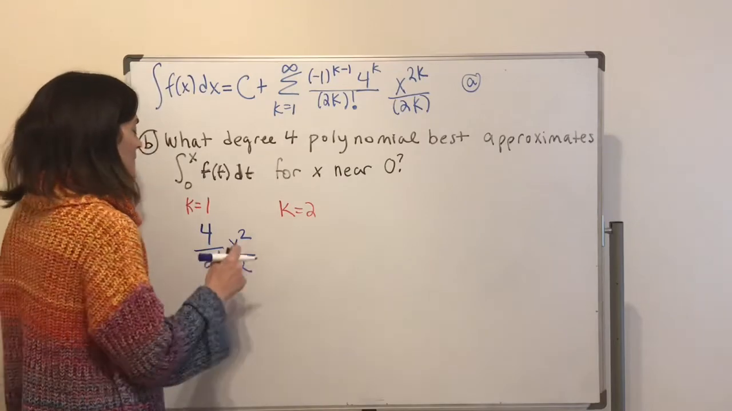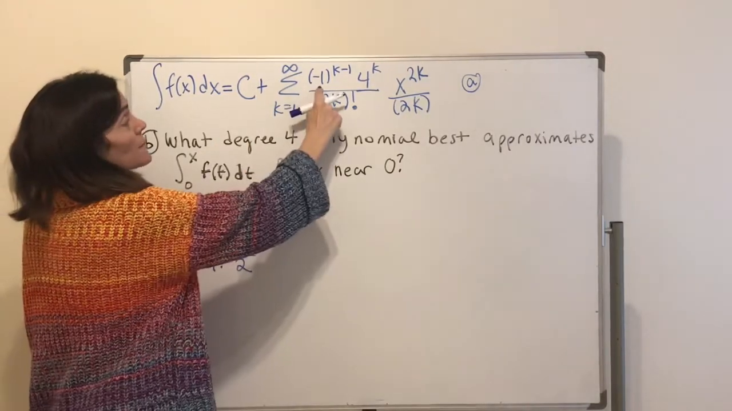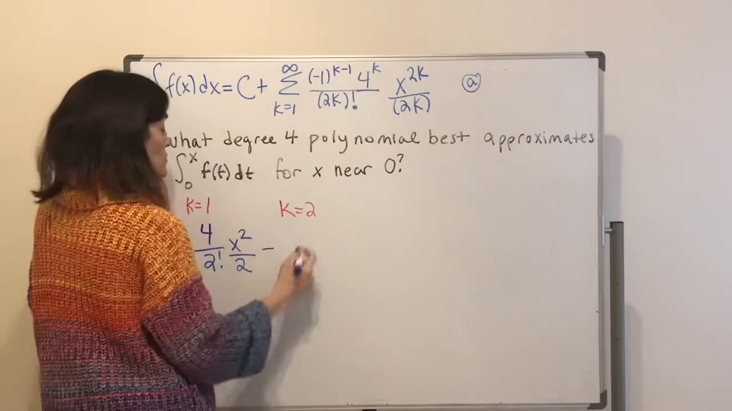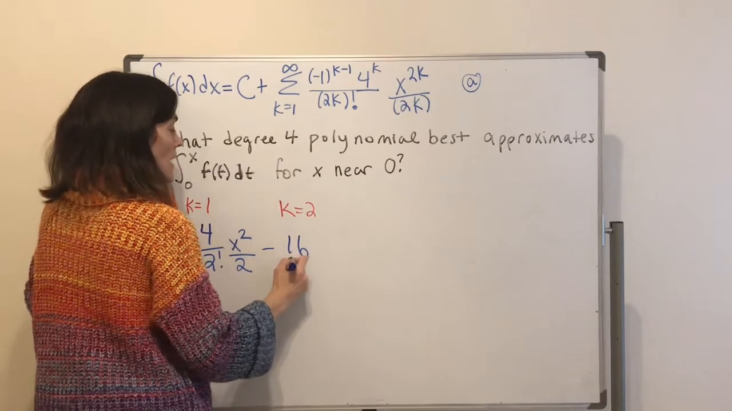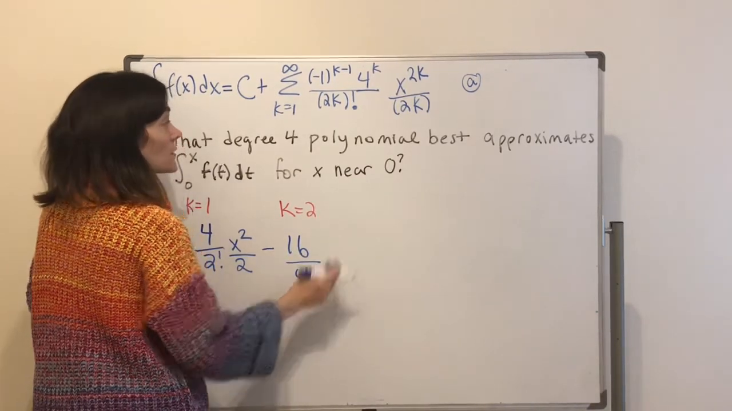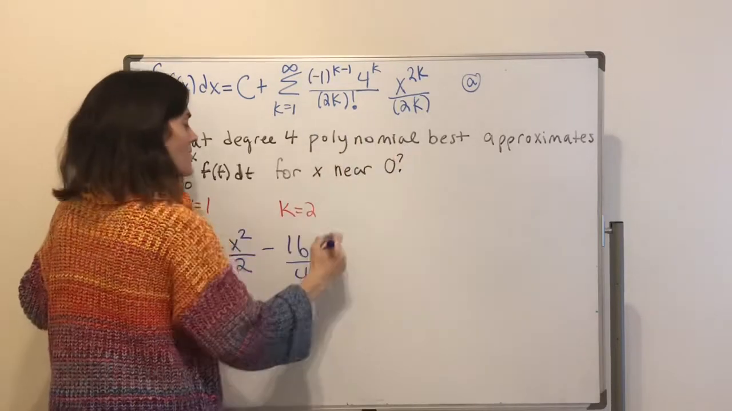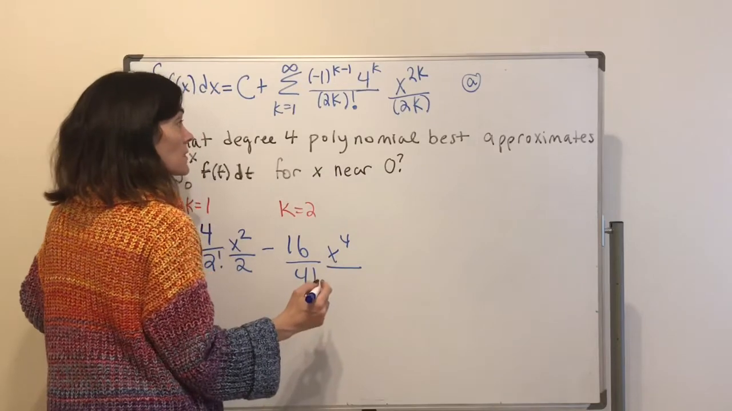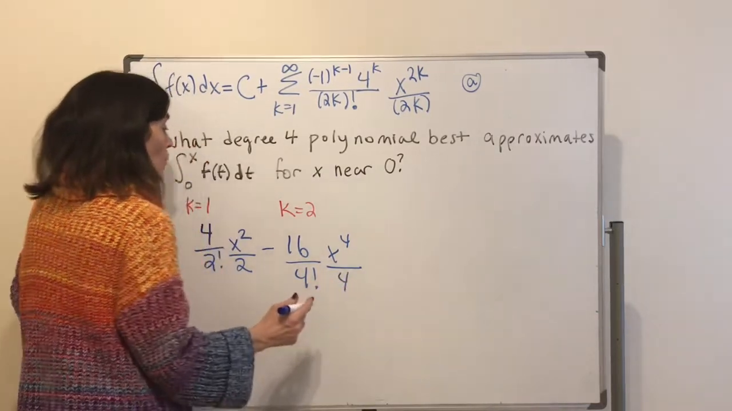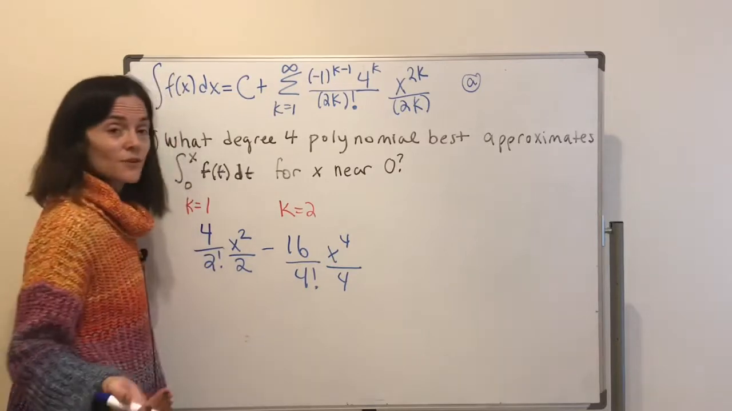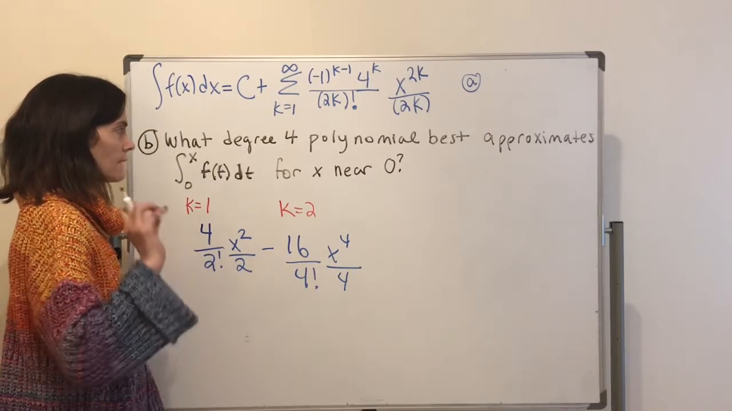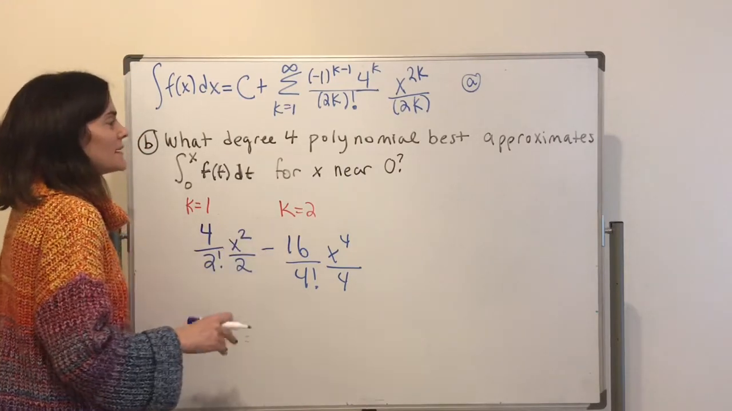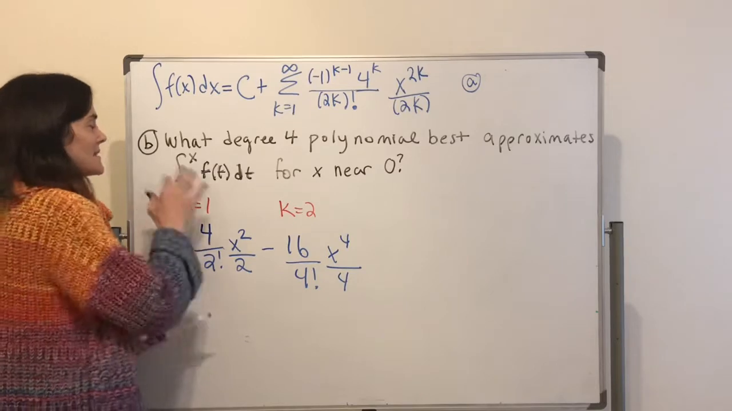Okay, here we go. k equals 2. Well, minus 1 to the 2 minus 1, this will be a negative. Then I have 4 squared, which is 16, divided by 4 factorial. That's this first part. Then I have x to the 4th, and then over 2 times 2, 4. Well, I've already found something of degree 4. Okay, so this polynomial will be the best approximate. Best approximates this. Yes, very good.